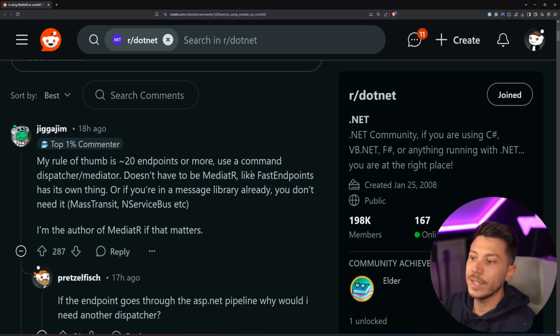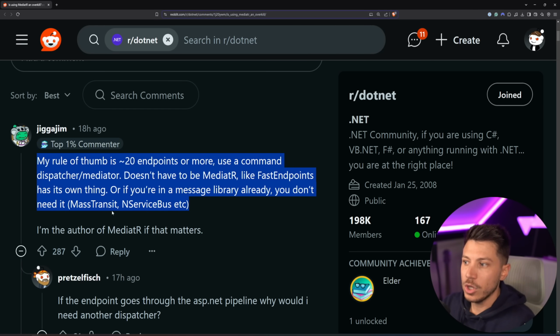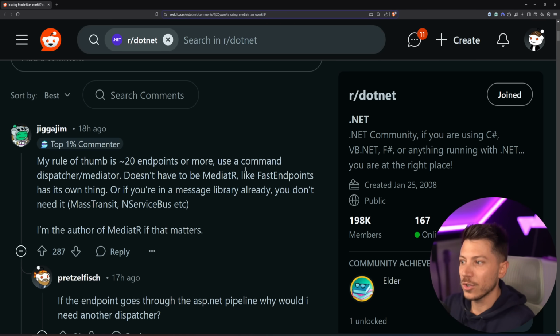And this first one is actually from Jimmy Bogard, the person who made MediatR. And the comment says, my rule of thumb is around 20 endpoints or more as a command dispatcher, MediatR. Doesn't have to be MediatR, like Fast Endpoints has its own thing, which is the one I recommend. Or if you're in a message library already, you don't need it. MassTransit, Azure Service Bus, Wolverine, and all of the others. So I 100% agree with Jimmy. Even on the 20 endpoints or so, I don't know if it really makes sense.